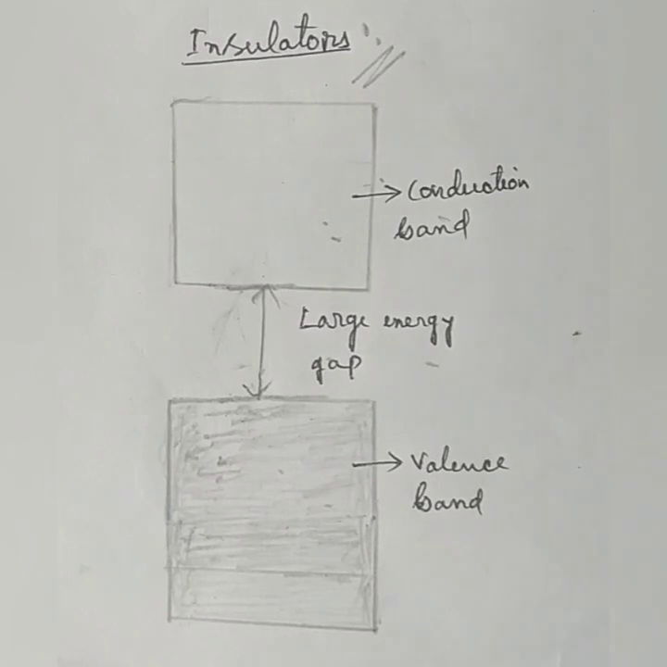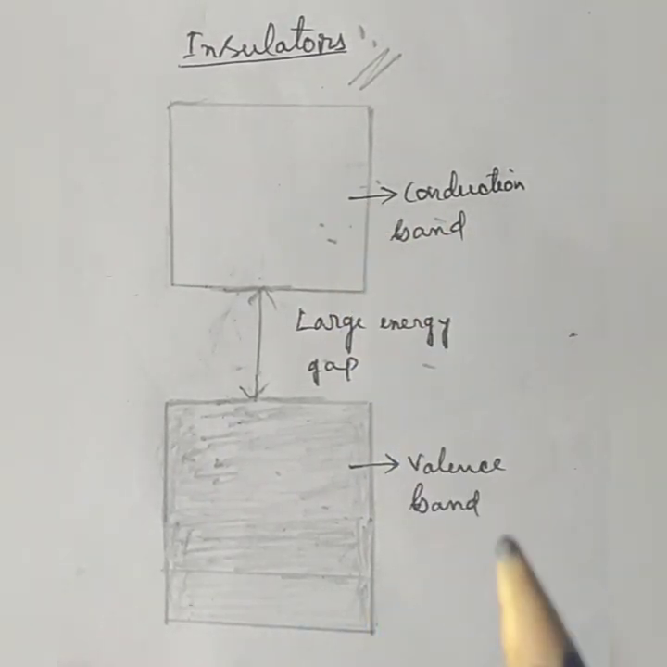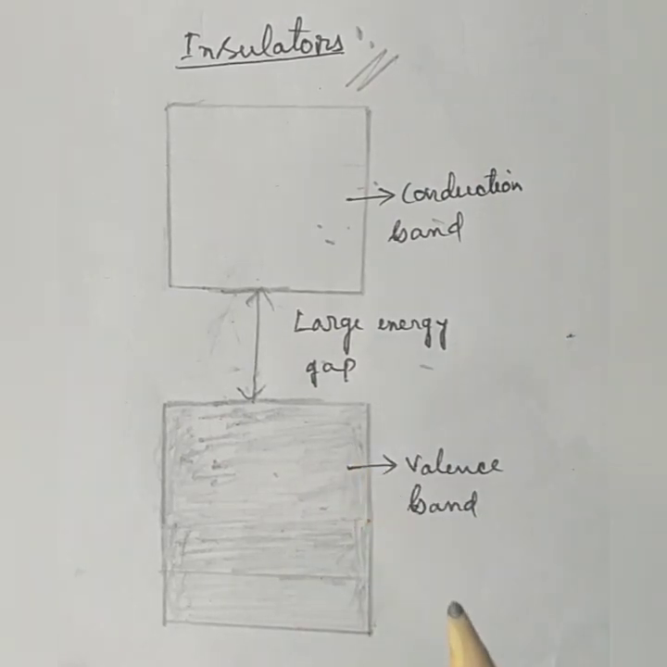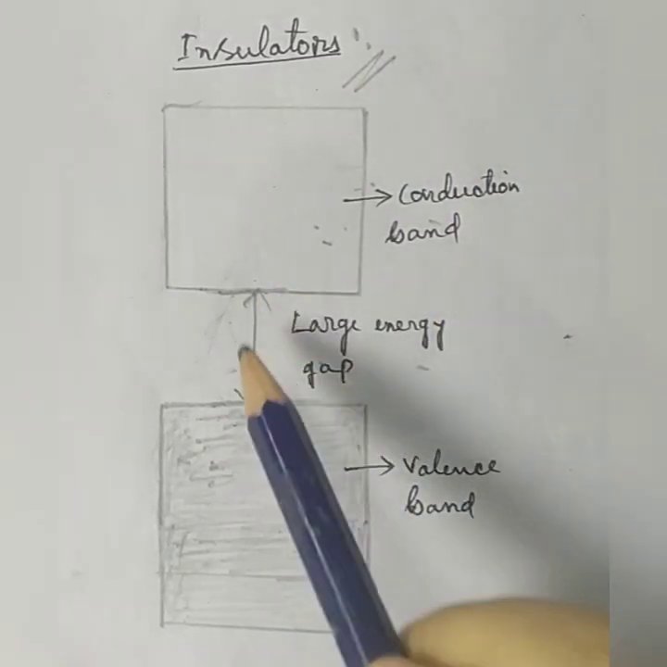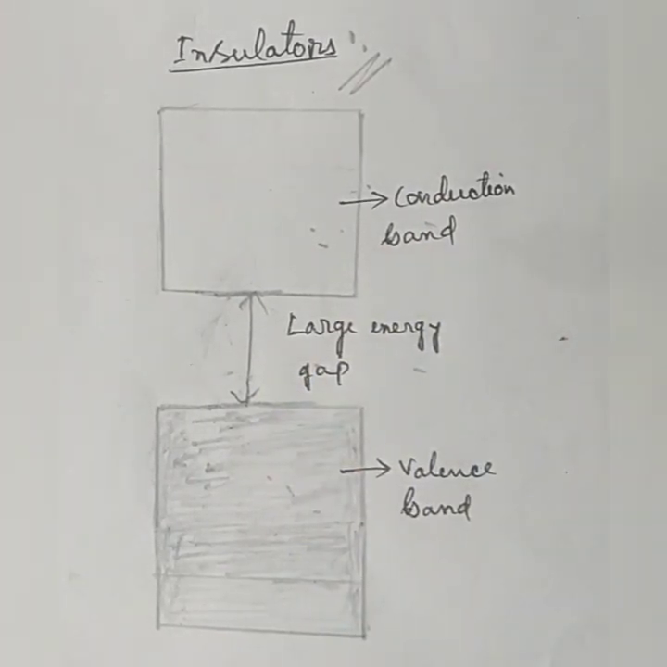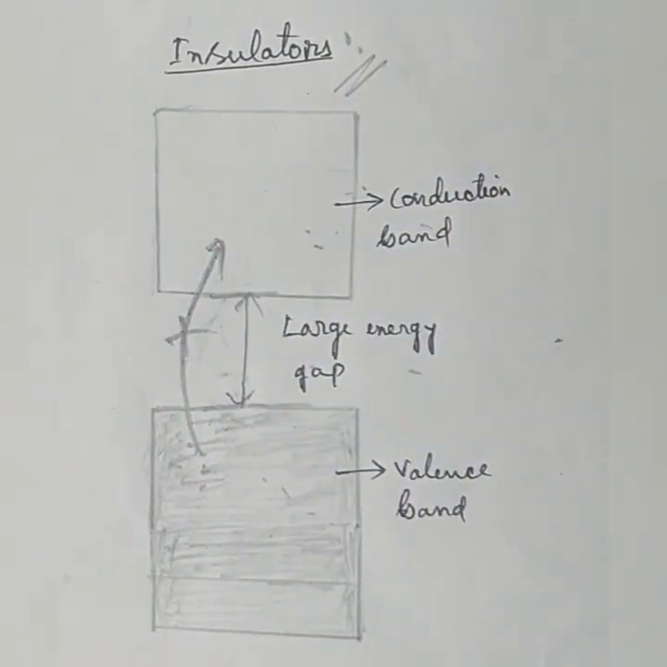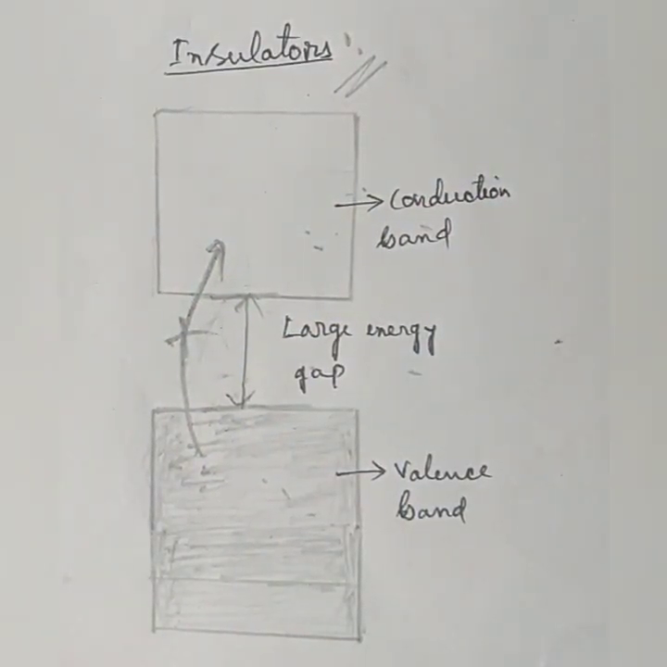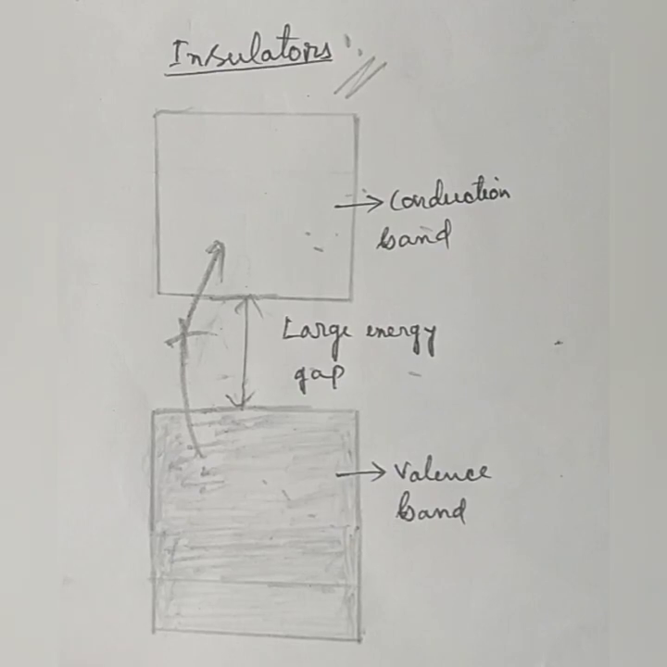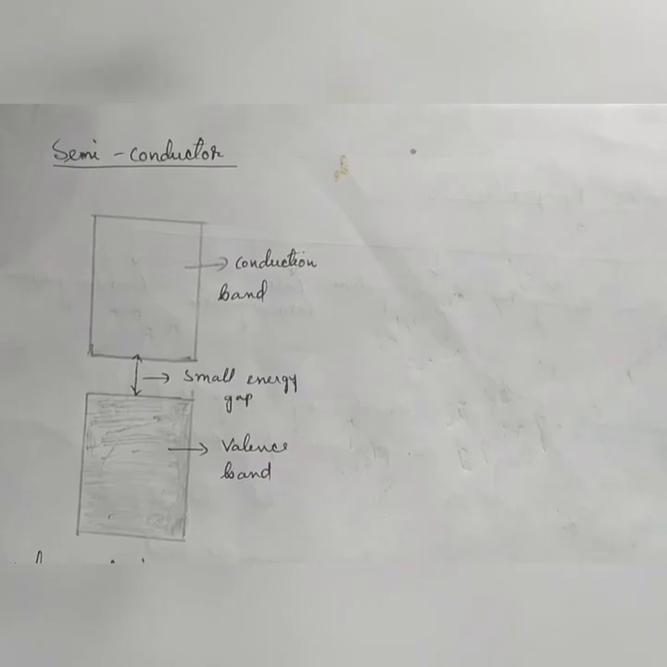So next one is insulators. Okay, so what happens in insulators? So this one is the conduction band, and this one is the valence band. In the case of the insulator, the energy gap between the valence band and conduction band is very large, so the electrons of the valence band cannot jump to the conduction band. So there is no flow of electrons, that means they cannot conduct electricity, that means they have a very small electrical conductivity.